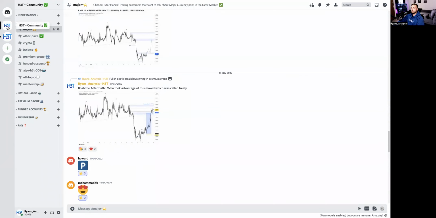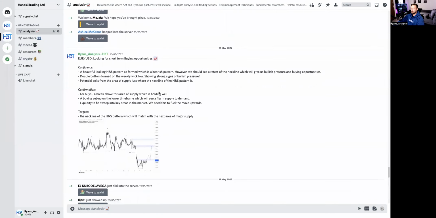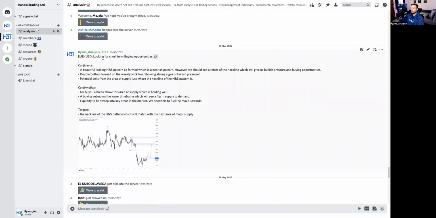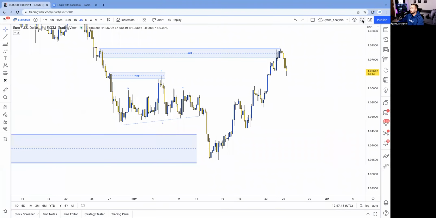But then we also got our premium group area. And as you can see here, Euro USD looking for some short-term buying opportunities. And as you can see here, the full breakdown was given in a lot more depth, which can help you as a trader to actually understand the market a lot more. So yeah, it's a lot better this way. So let's jump on to TradingView now.